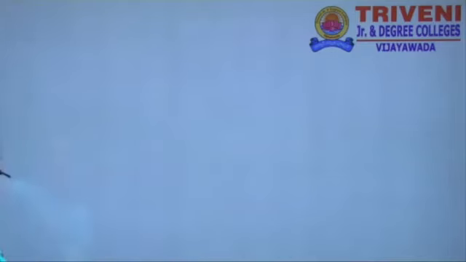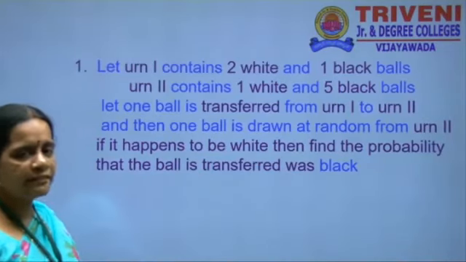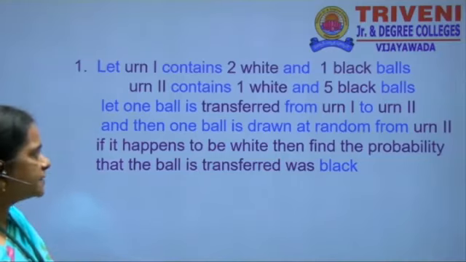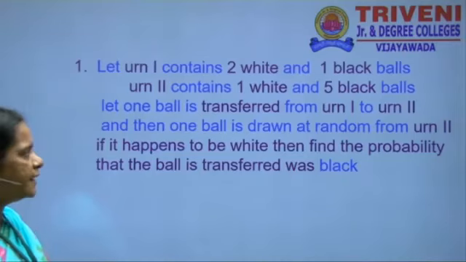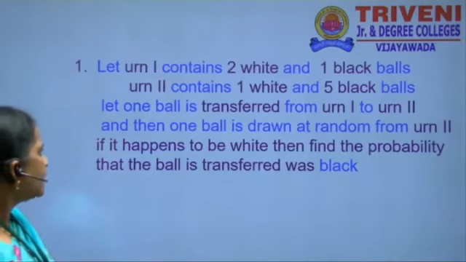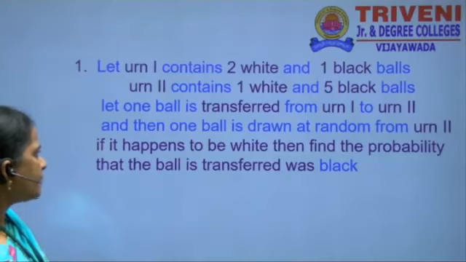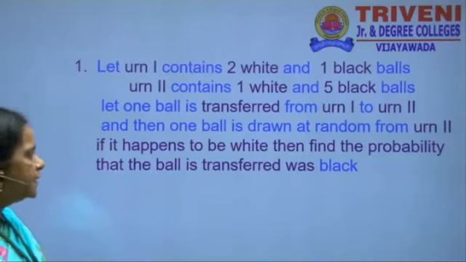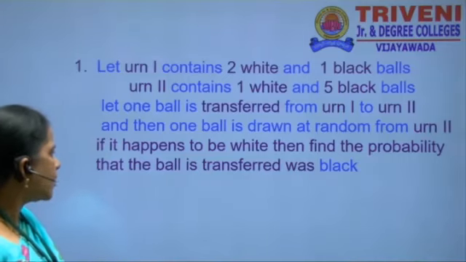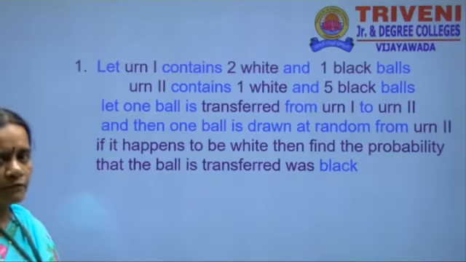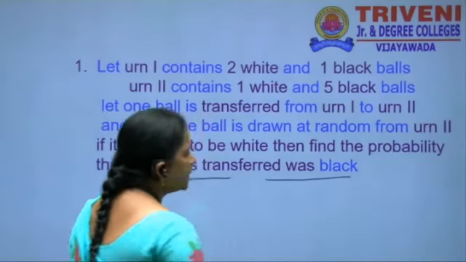The first one is, let there be two bags. The first bag has two white and one black ball, and the second bag has one white and five black balls. Let one ball be transferred from bag 1 to bag 2, and then one ball is drawn at random from bag 2. If it happens to be white, then find the probability that the ball transferred was black.